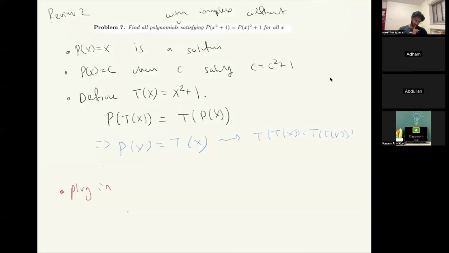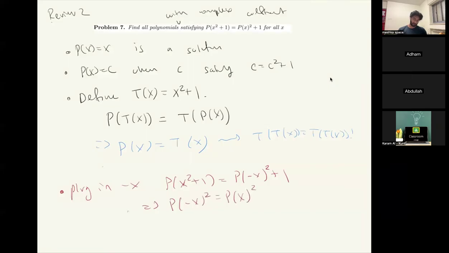Okay, great. So let's plug in negative x into the functional equation, right? So it will still be x squared plus 1 on this side, and on this side we'll have P of negative x squared plus 1. And so if we compare, we get that P of negative x squared is equal to P of x squared. So it has to be either odd or even. Okay, so this is good.